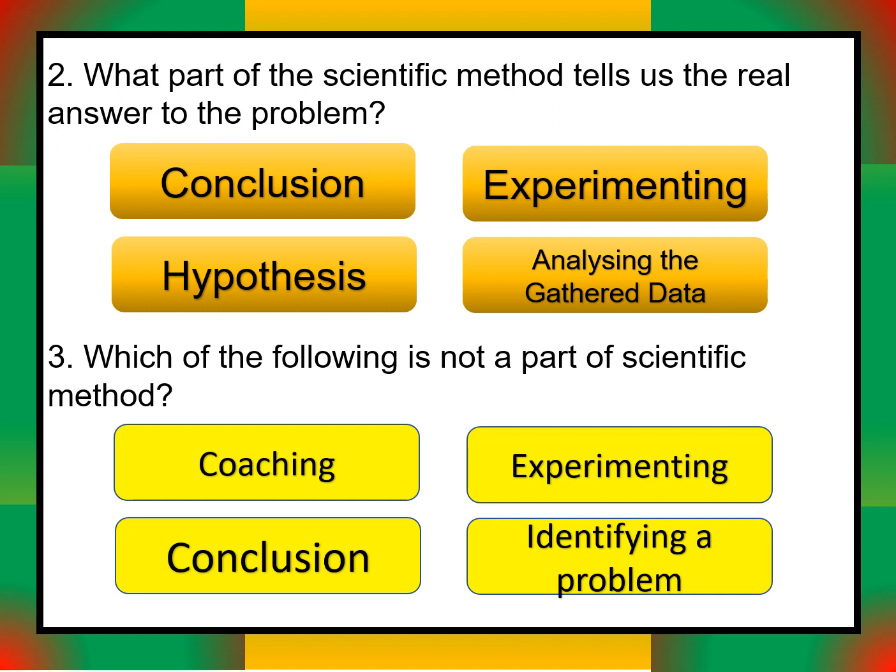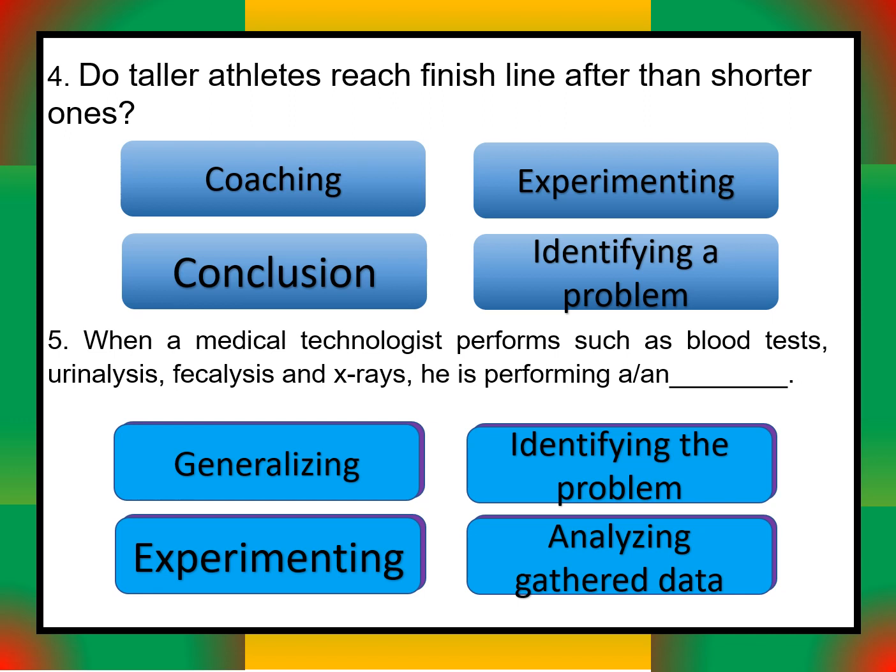Number three, which of the following is not a part of the scientific method? Coaching, conclusion, experimenting, or identifying a problem? Number four, do taller athletes reach the finish line faster than shorter ones? Coaching, conclusion, experimenting, identifying. Which step of the scientific method are you doing? Number five, when a medical technologist performs blood tests, urinalysis, fecalysis, and x-rays, is he generalizing, experimenting, identifying the problem, or analyzing gathered data? Answer only.